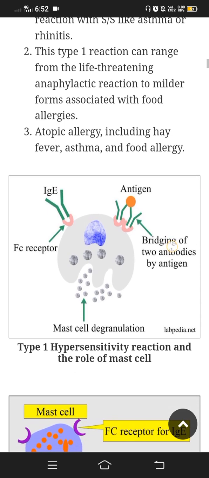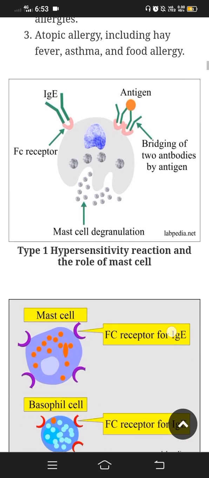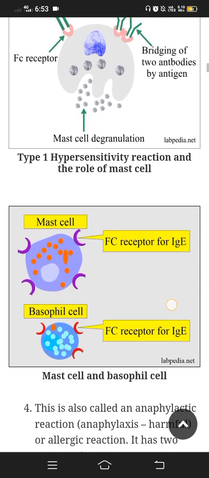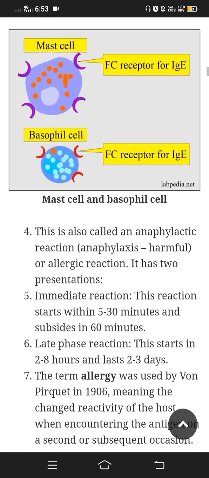Here we can see the hypersensitive reaction and the role of the mast cell. IgE, Fc receptor, antigen. Bridging of two antibodies by antigen. Mast cell degranulation. Type 1 hypersensitive reaction and the role of the mast cell. Mast cell Fc receptor for IgE, basophil Fc receptor for IgE. Mast cell and basophil.